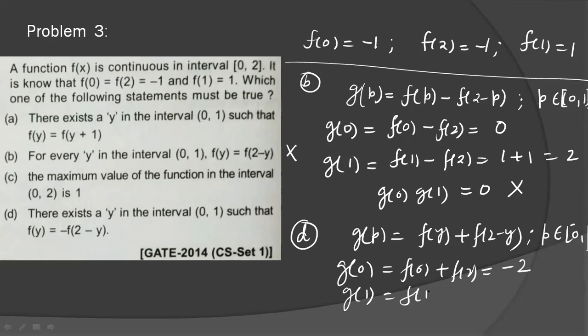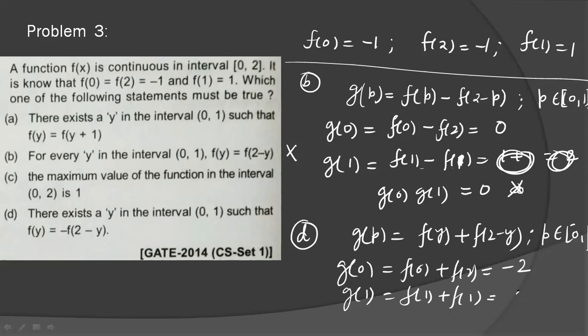G1 will be F1 plus F at 1. It will be F1 minus F1. It will be 0 actually. Make a correction here. F1 minus F1, then it will be 0. So we cannot make any comment here.